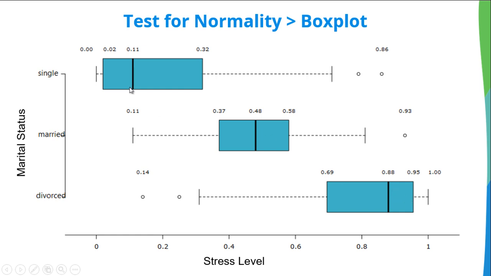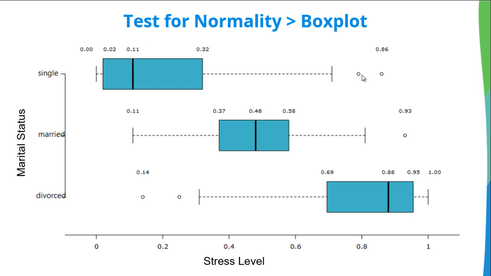So the single distribution is positively skewed. You can see that it's positively skewed to this side, and it has two outliers here. It is positively skewed because the whisker and half box are longer on the right side of the median than on the left side.